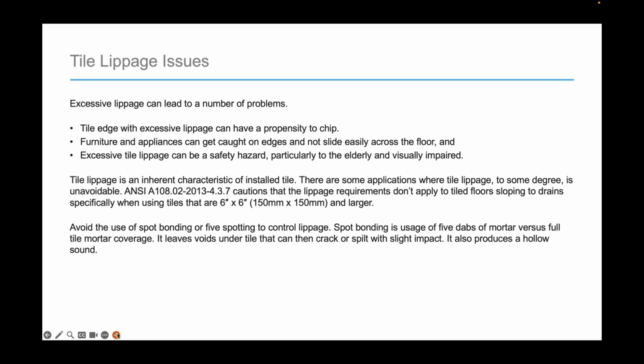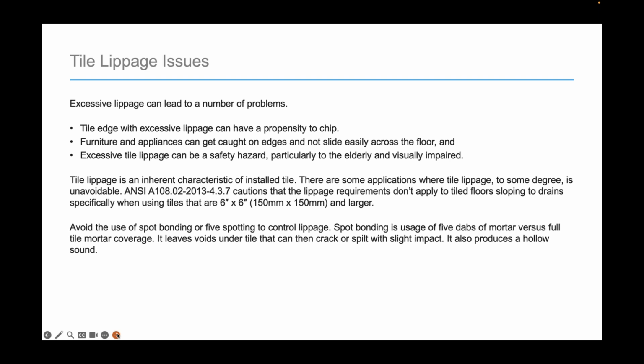Tile lippage is an inherent characteristic of installed tile. There are some applications where tile lippage to some degree is unavoidable. ANSI A108.02 cautions that lippage requirements don't apply to tile floors sloping to drain, specifically when using tiles that are 6x6 and larger.